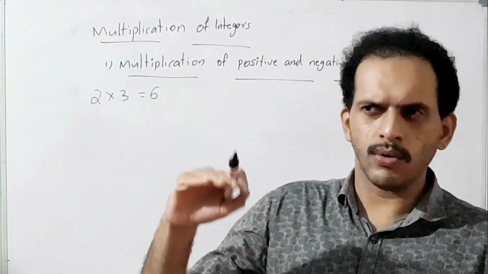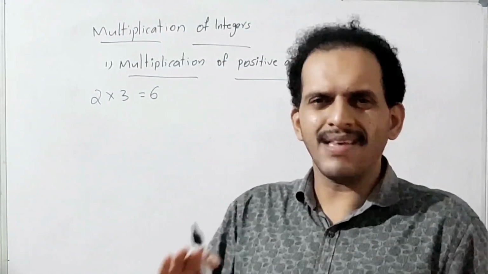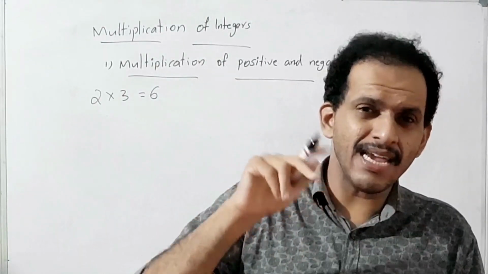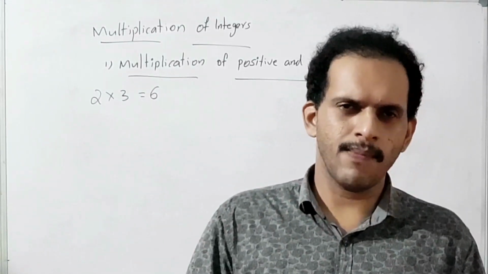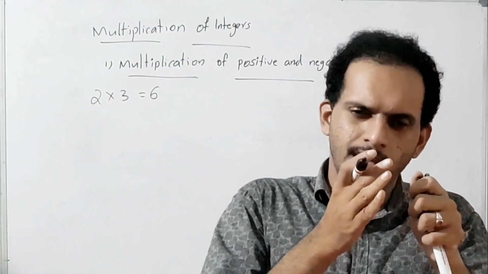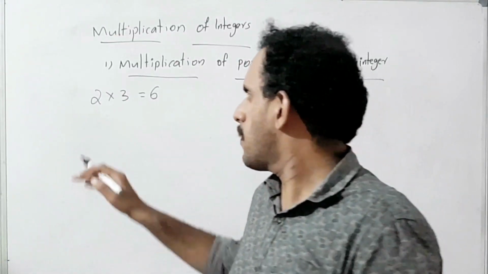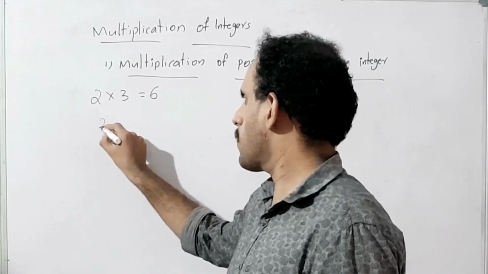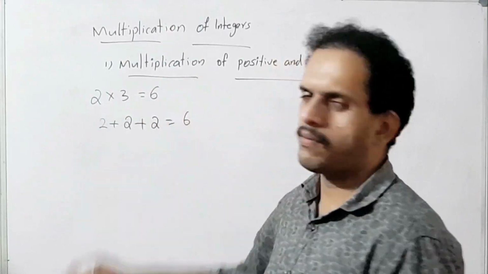So 2 into 3 means we add 2 three times. What is 3 into 2? 3 into 2 means we add 3 two times. The first number shows which number we are adding, and the second number shows how many times. Clear? Then 2 into 3 is equal to 6, that means 2 plus 2 plus 2 is equal to 6.